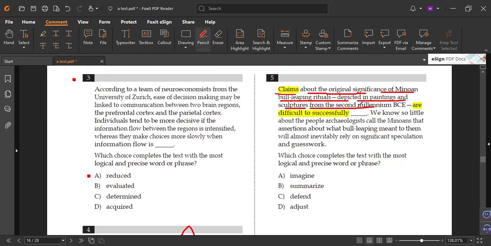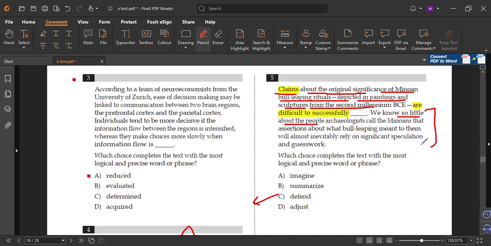So claims are difficult to successfully do what? Claims means ideas. You see, you theorized an idea. So what is difficult to? Difficult to imagine, difficult to summarize, difficult to defend, difficult to adjust. How can I guess? The writer gives me information. He said, we know so little about the people. That means it's so difficult to defend these claims, to prove, to support these claims. So it must be letter C.